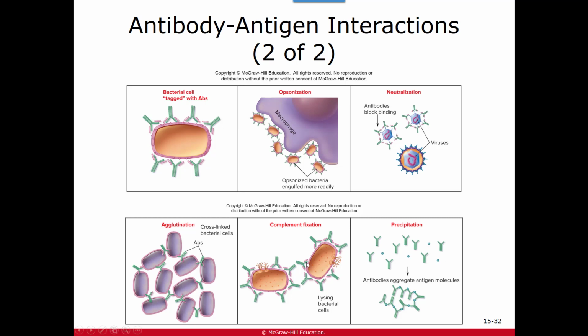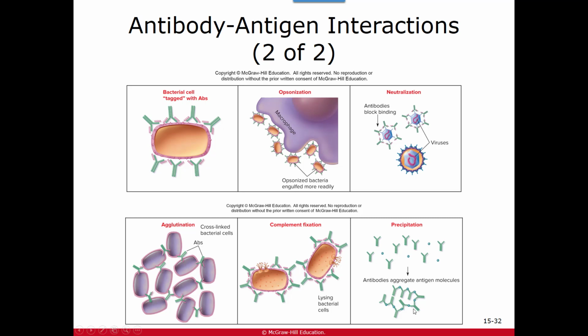A fourth way that antibodies work is called complement fixation. These antibodies attach to the foreign object and trigger complement proteins. They're going to cause the cell to lyse or rupture. And if it lyses or ruptures, it's going to die.